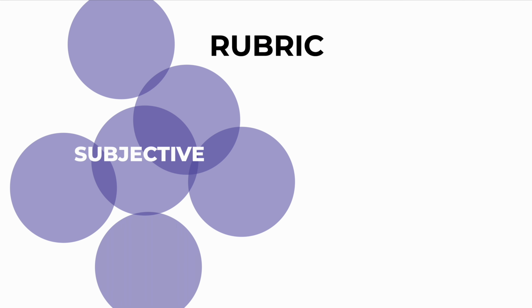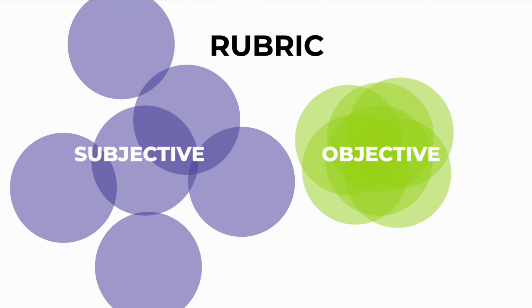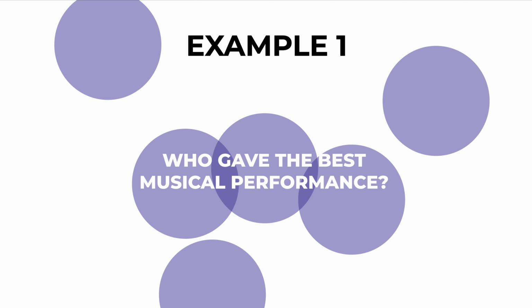And we're going to do that using a tool called a rubric. A rubric is just a way to measure something that is subjective, like what business should I start, and make it objective, or at least as objective as possible. And if you've ever given a presentation in class or a performance, been graded on a performance, you've probably been graded by a rubric. So let's just use the example of who gave the best musical performance. That's kind of a hard question to answer. It kind of depends on multiple factors, right?